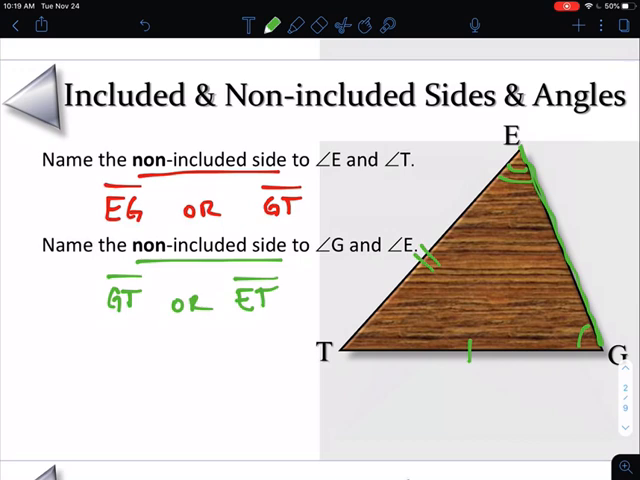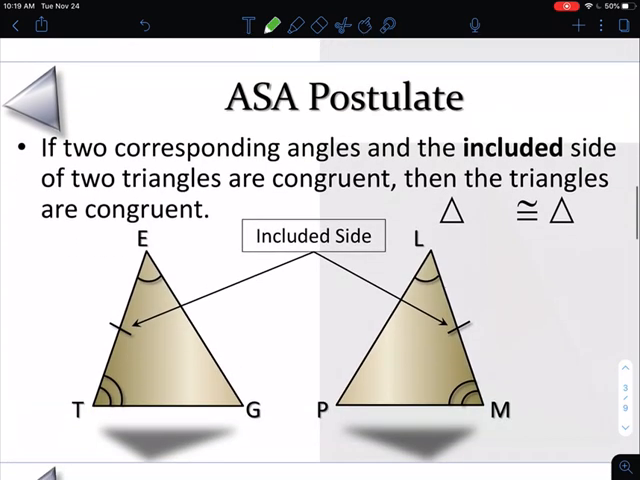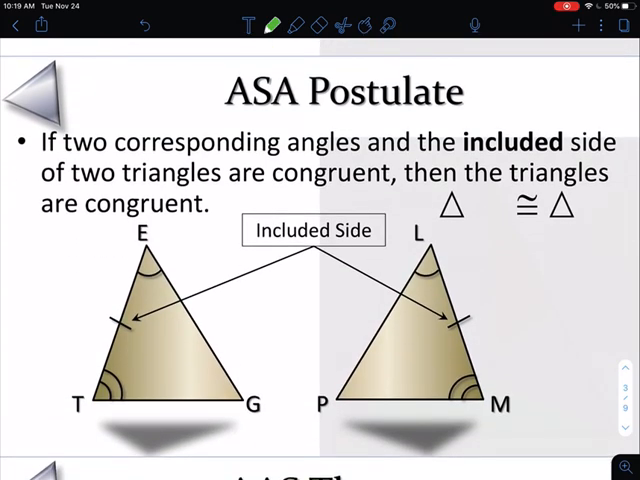One of the things that's going to be really important in this section is being able to decide if the side is in between or not in between the two angles marked, because that's the whole idea behind ASA and AAS. If we get into ASA, just like with the other shortcuts, ASA stands for angle, side, angle. The A is for angle, the S for side. Now the order is important. It means we have an angle, followed by a side, followed by another angle. So it has got to be two angles, and the side is in between the two angles. So that's the included side.